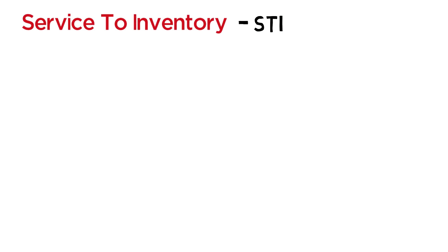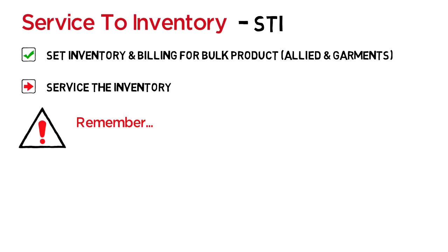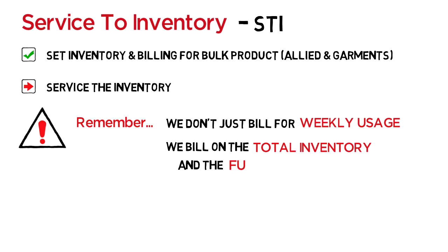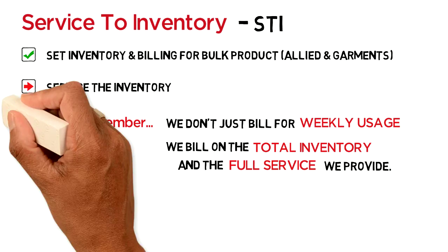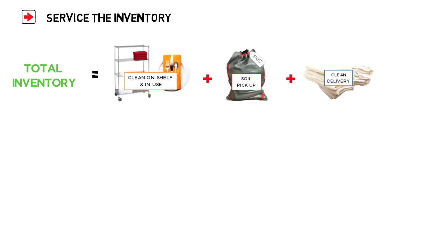So, now that you've set up the inventory and billing, we next need to make sure you service the customer correctly. Remember, we are not billing for a particular soil amount or a specific clean delivery. We are billing for the total inventory and the service we provide. The total inventory is made up of 3 parts: the clean product on the shelf or being used at the customer location, plus the soil you pick up, plus the clean you deliver.